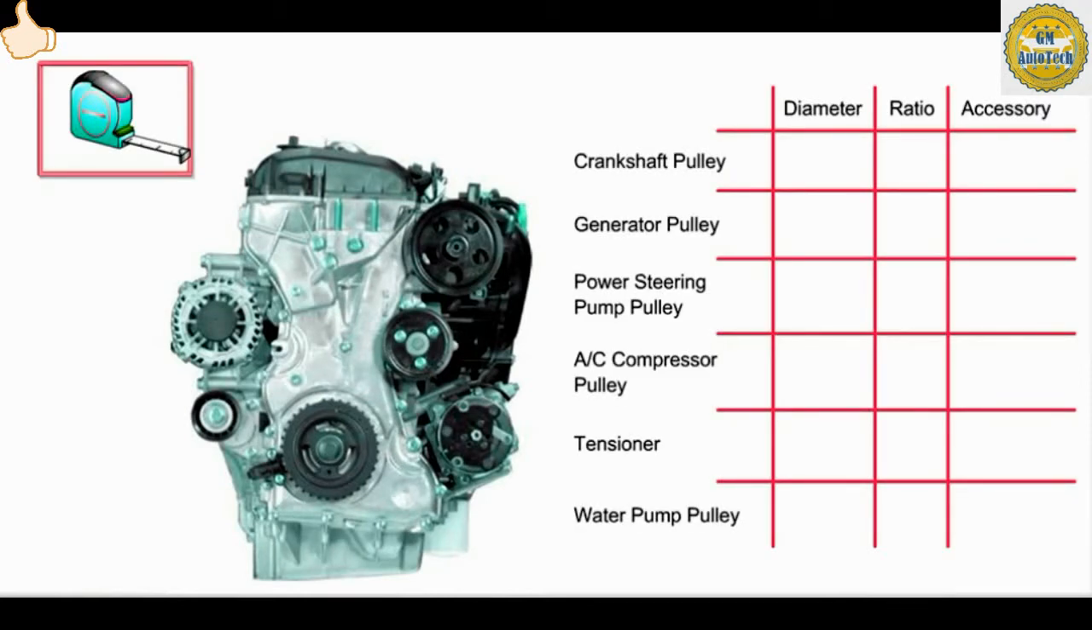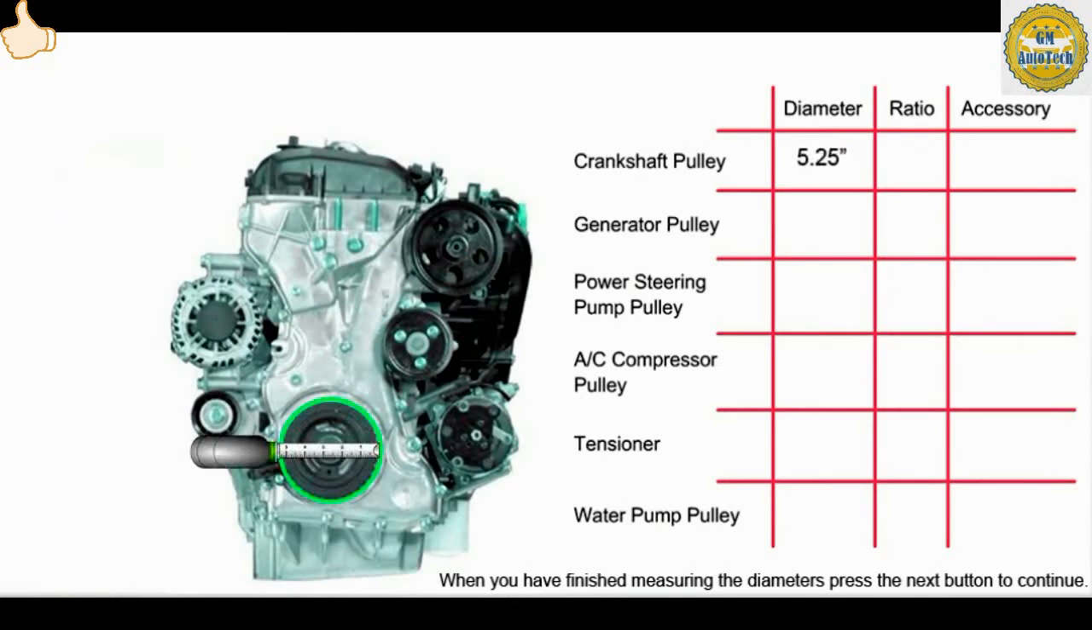Let's calculate a few ratios. By the end of this example, you'll know that if you ever need to, you can figure out the frequency of an engine accessory. First, determine the size of the crankshaft pulley. Click on the crankshaft pulley to measure it. Good. The crankshaft pulley is 5 1/4 inches in diameter. In order to continue with the calculation, you have to convert the fraction to a decimal. So 5 1/4 inches becomes 5.25 inches. This is your starting point.